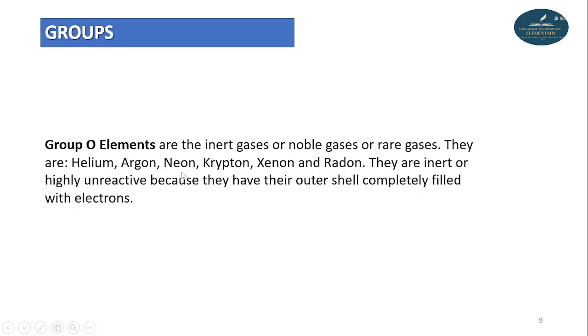So now let's take that again. Group zero elements are the inert gases or noble gases or rare gases. They are helium, argon, neon, krypton, xenon, radon. They are inert or highly unreactive because they have their outer shell completely filled with electrons.